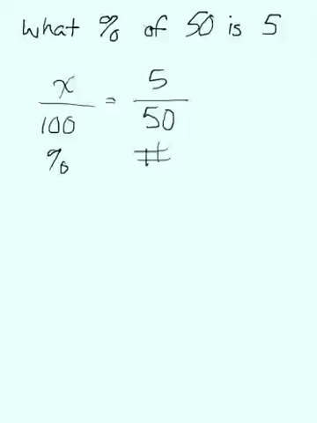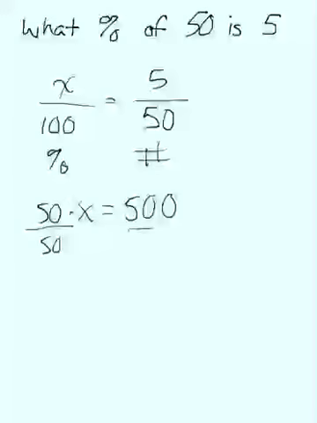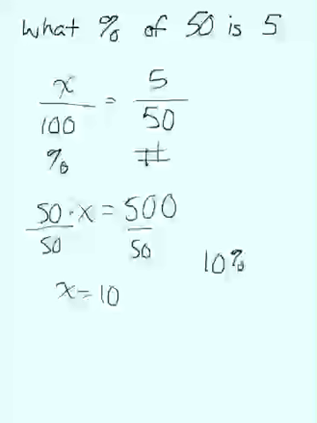How would we solve this? Cross multiply. 50 times x equals 500. What do I do? Divide by 50. Divide by 50. You can get x equals 10. Therefore, that was 10%.